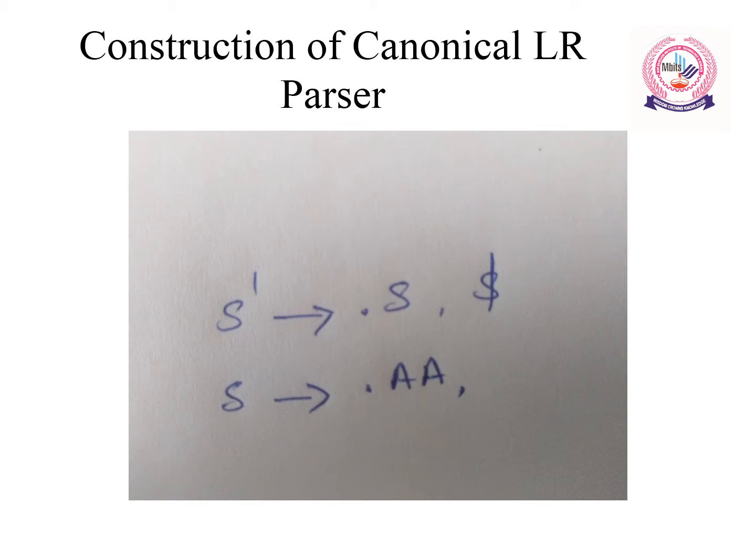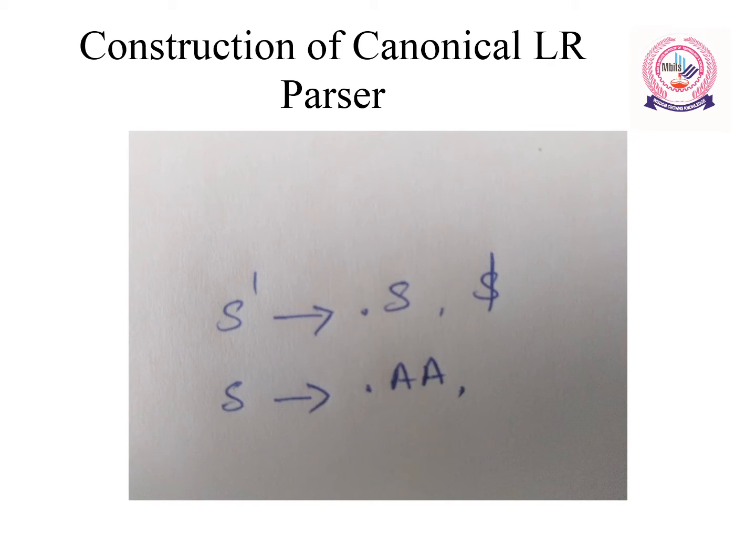Then we need to identify the lookahead in the canonical LR parser. So what is the lookahead of the augmented production? Basically, by default, the lookahead for the augmented grammar or augmented production is the dollar symbol. So according to the closure property, S can be written as dot AA. How does the dot AA come? Because of the closure property of the dot we put at the beginning of S. Next, we need to identify the lookahead corresponding to the production S gives dot AA.